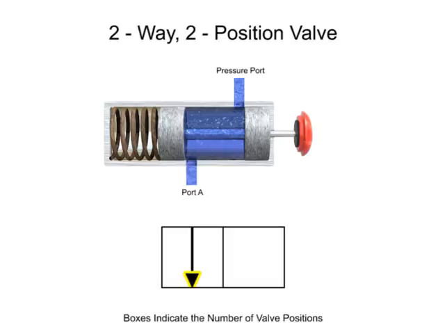A solid arrow indicates the direction of liquid flow. The first position of this valve allows fluid to flow from the pressure port to port A, so an arrow is drawn in the first box to indicate fluid flow. A T indicates that a port, or way, is blocked or closed. This valve's first position has no ports blocked, but its second position blocks both.